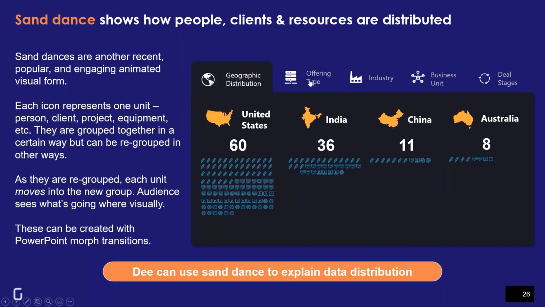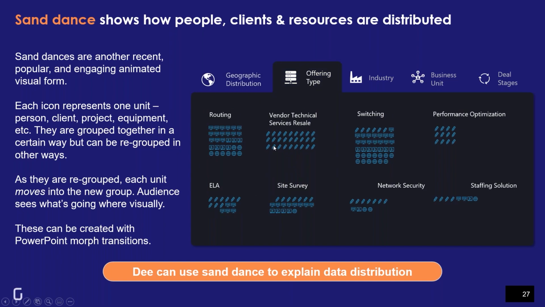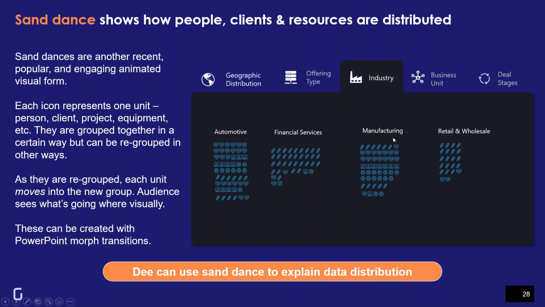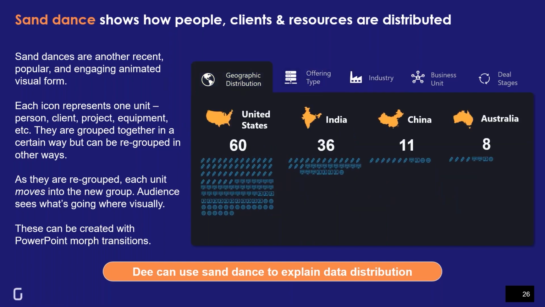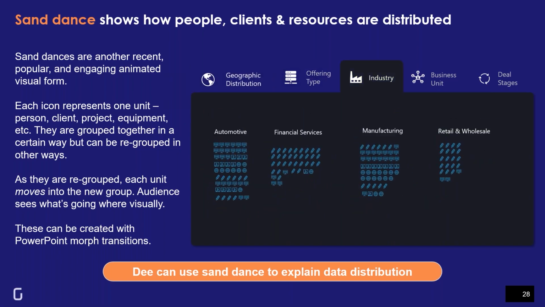So if I want to go to the offering type, then it groups the projects that we've done into the different types of projects that we have. Or if you want to group by industry, what are the industries that we are serving? The same projects then get moved into those industries. Effectively, we have unit charts, that is each object, each entity is represented by one icon, and these icons move around based on how we group them.